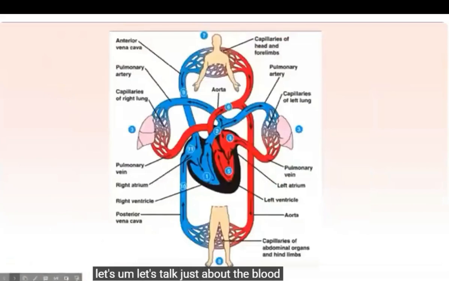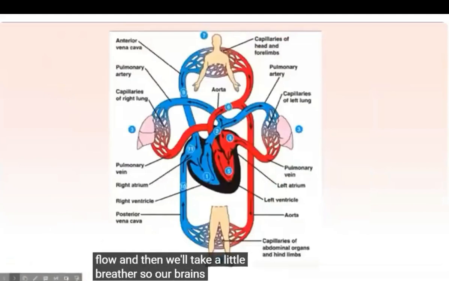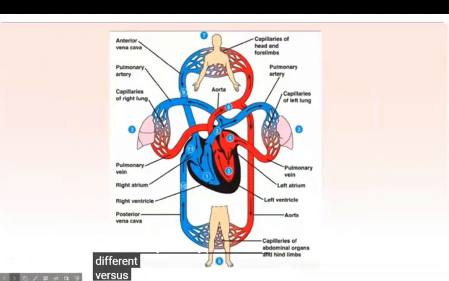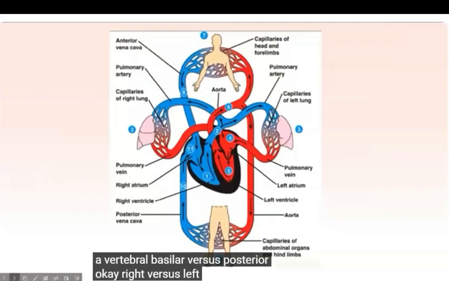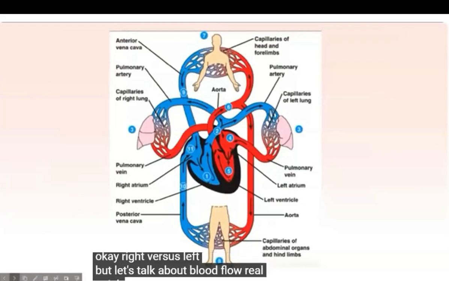Let's talk just about the blood flow, and then we'll take a little breather so our brains can digest. And when we come back, we're going to do a breakout activity to paint a picture of what a patient looks like if they have a right anterior cerebral artery stroke versus left, because they actually present very different, versus a vertebrobasilar versus posterior, okay, versus left. But let's talk about blood flow real quick.